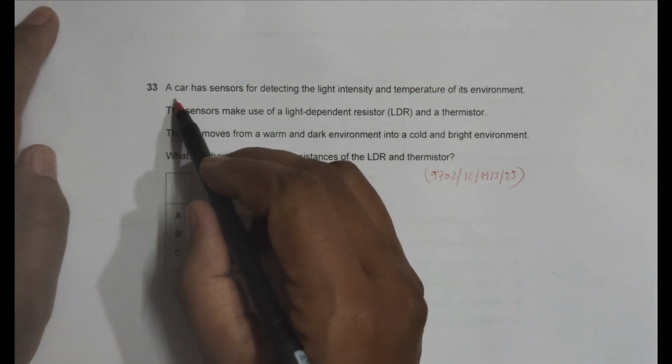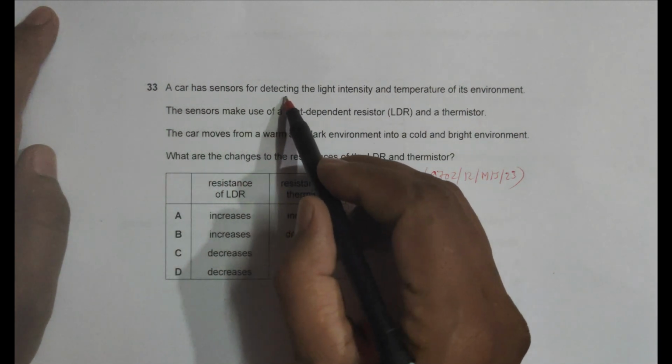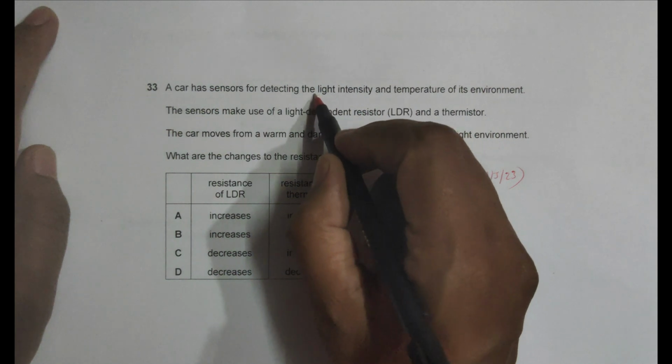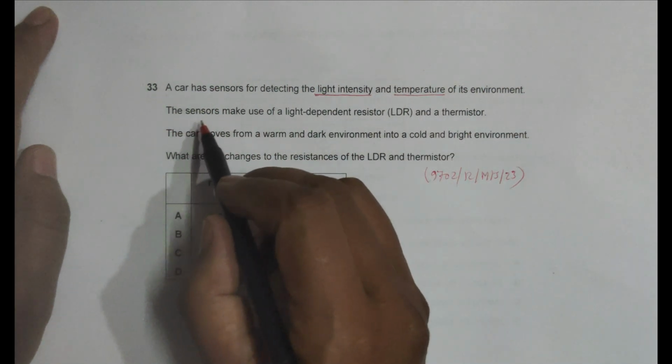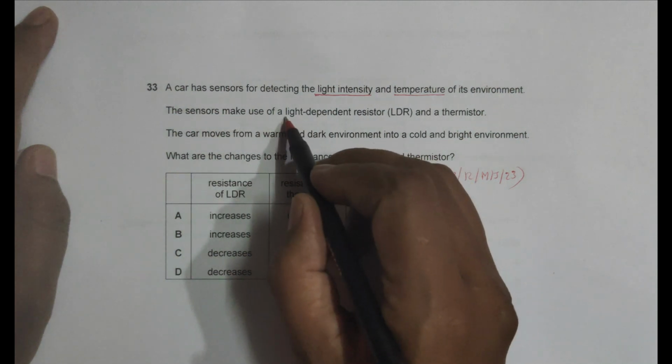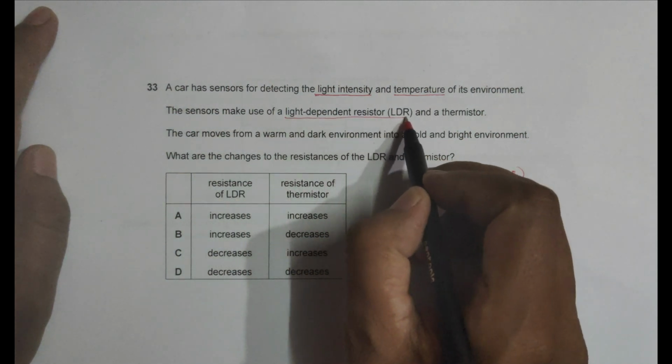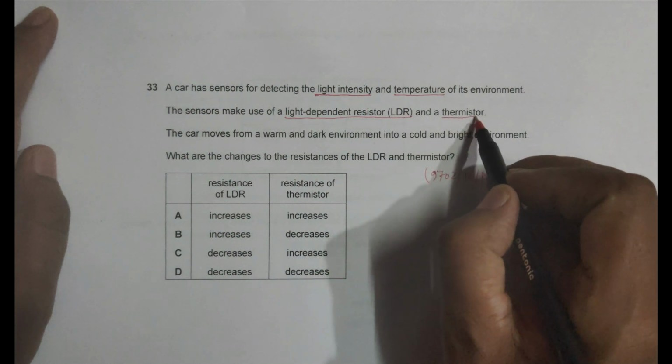It says that a car has a sensor for detecting the light intensity and the temperature of the environment. The sensors make use of a light dependent resistor. This is for the light intensity, and a thermistor. This is for the temperature.